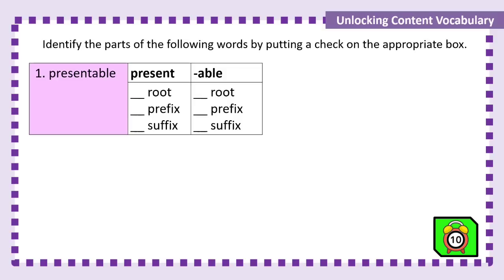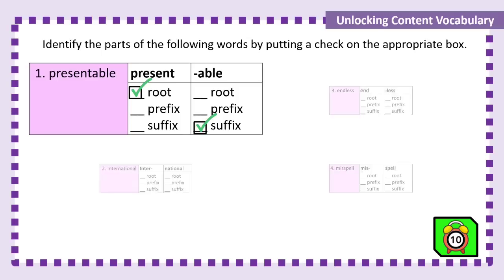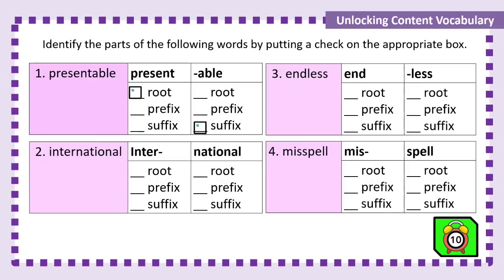So for present, I am going to check root because present is the root word. And able, since it comes at the end of the root word, it must be a suffix. That is how you are going to answer this short activity. Now, I want you to do number 2, 3, and 4.